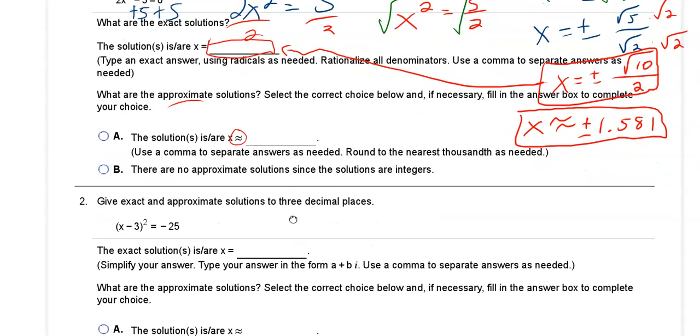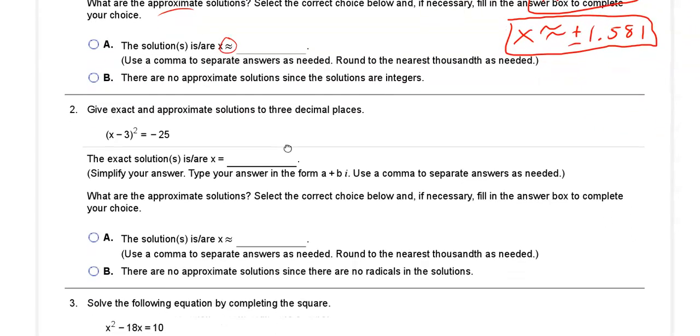Let's take a look at this next example. Give exact and approximate solutions to 3 decimal places. This one doesn't say where appropriate, but it kind of does down here when it actually asks for the information. And this is going to be one where it's actually not appropriate to do an approximate solution. So there are no approximate solutions since there are no radicals in the solution. That's going to be the option here. And you'll see that in just a second.